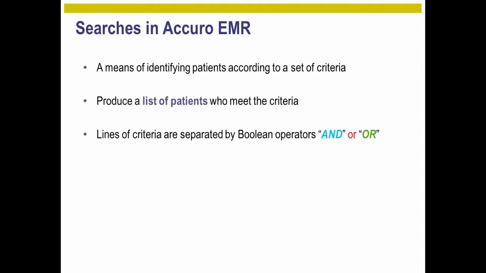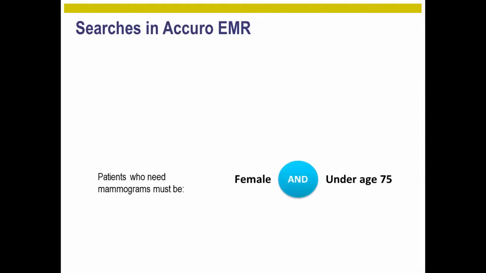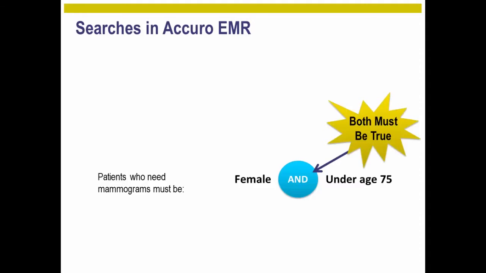To create a search, you separate each line of criteria with Boolean operators, an AND or an OR. You'll use AND when two lines of criteria must both be true. So for example, if you're looking for patients who need a mammogram, you'll need to look for patients who are both female and under the age of 75.